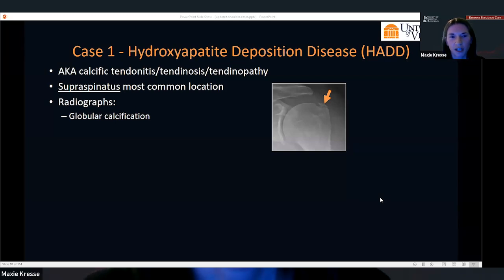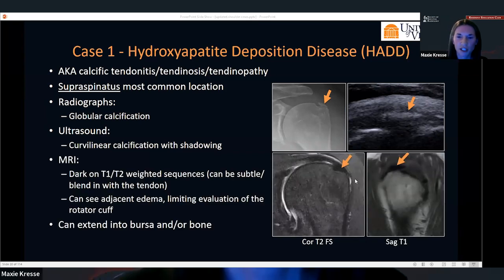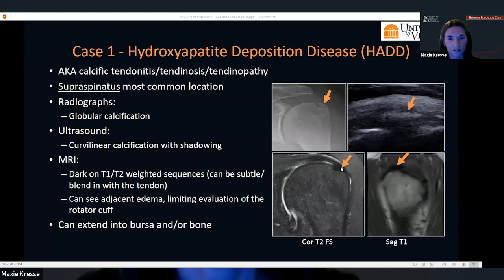Just to review the imaging findings, on radiograph, we're going to see this nice globular calcification. That's a different patient. Ultrasound, you're going to see this calcification here with shadowing. On MRI, it can be a little tricky because the calcium is dark on T2, dark on T1, and sometimes it almost blends in with the tendon a little bit. So it can be a little harder to see on MRI sometimes. You can get edema surrounding it on MRI, and that can limit your evaluation of the adjacent rotator cuff. It can extend into the bone or the bursa.